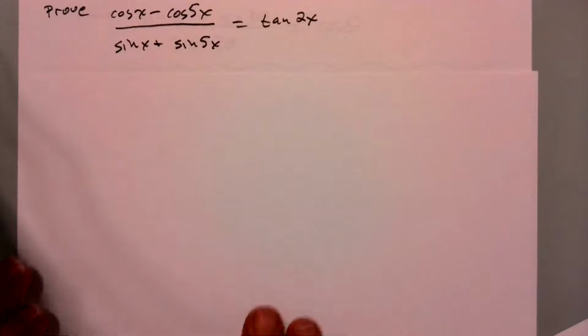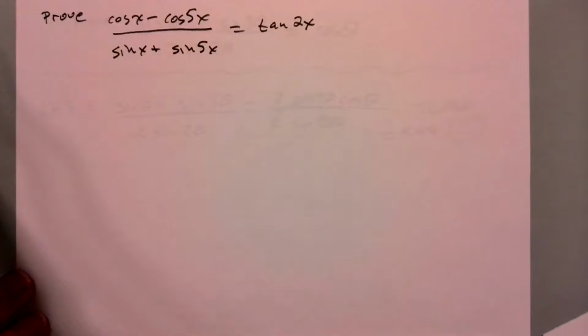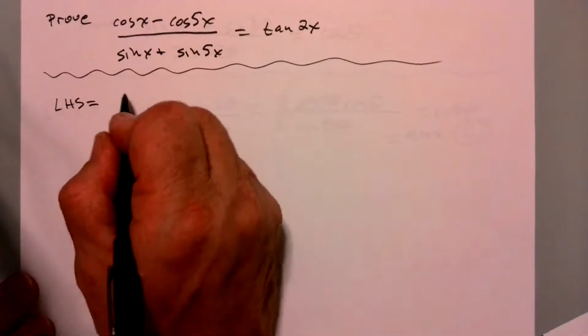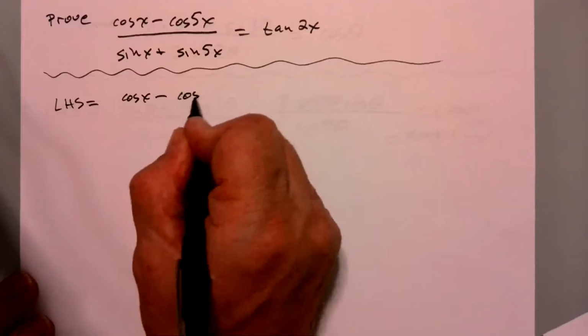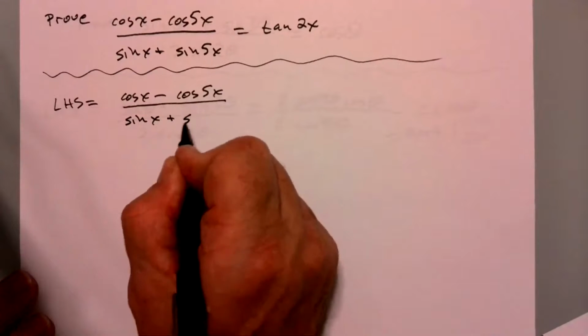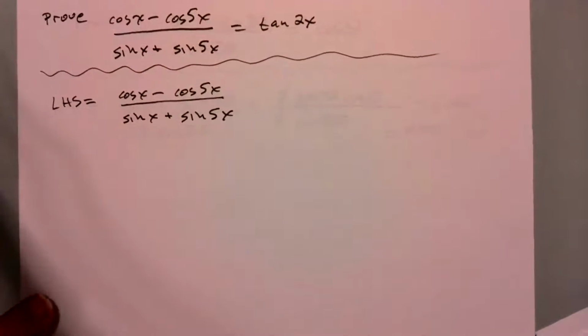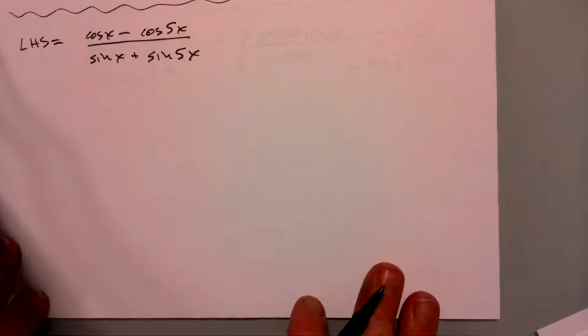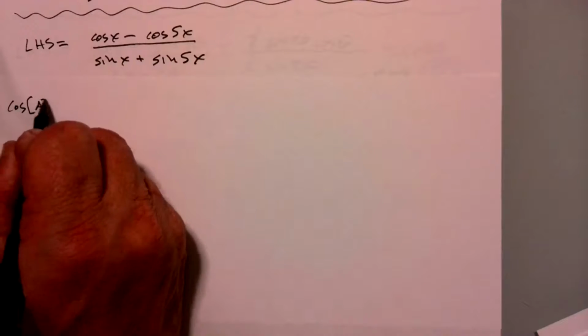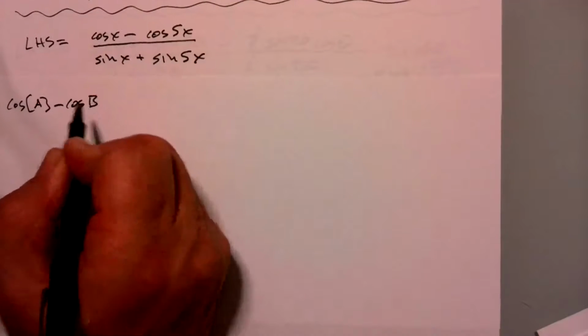So I need cos minus cos, and I need sine plus sine. So as always, let me start the problem. I like to underline what I'm trying to prove. And then we'll say left-hand side equals cos x minus cos 5x over sine x plus sine 5x. Then I'm going to get my scratch paper handy. It may take some work here to get this done. But I'm going to start with cos a minus cos b on one side. So cosine a minus cosine b, that's what I wanted to use.